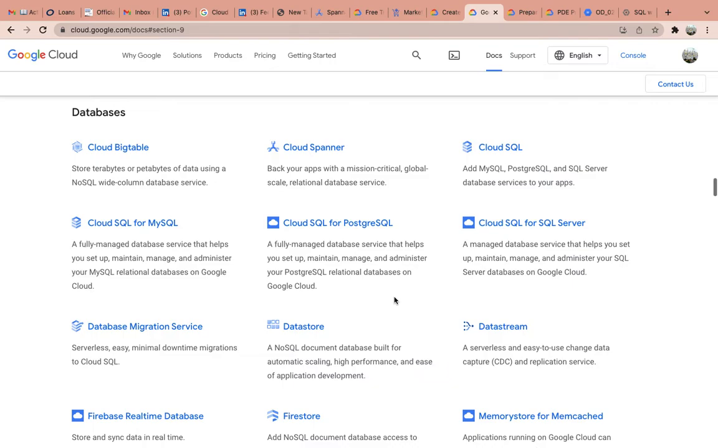And then we have Datastore. What you need to know about Datastore: it is a NoSQL document database built for automatic scaling, high performance, and ease of application development. Usually, when you have a Google App Engine app, you would connect it to Datastore as a backend. It provides atomic transactions, ACID support, high availability, encryption at rest, and it's a fully managed service.